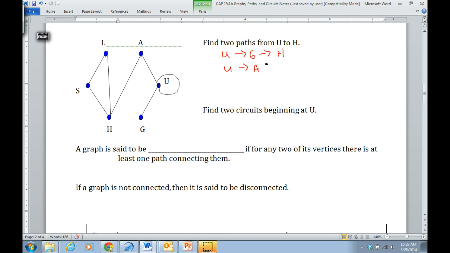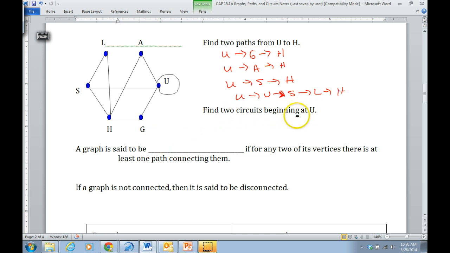U, A, H, and then I heard U, S, H. Okay? Those are pretty easy, straightforward paths, or you could take a more winding path, couldn't you? You could go U to U in that loop, okay? S to L to H. U, U, S, L, H. Okay? So those are some different examples of paths, and notice that we're not using the same edge twice, ever.